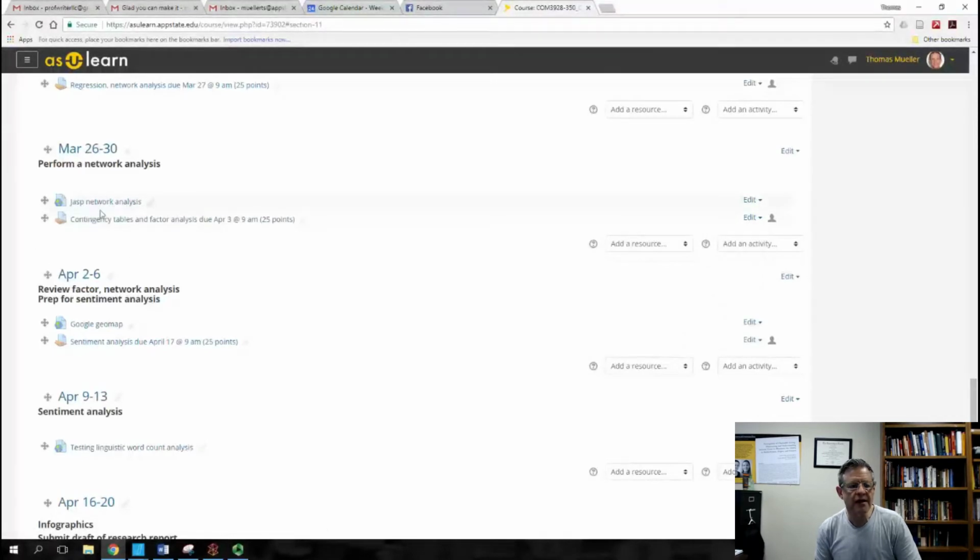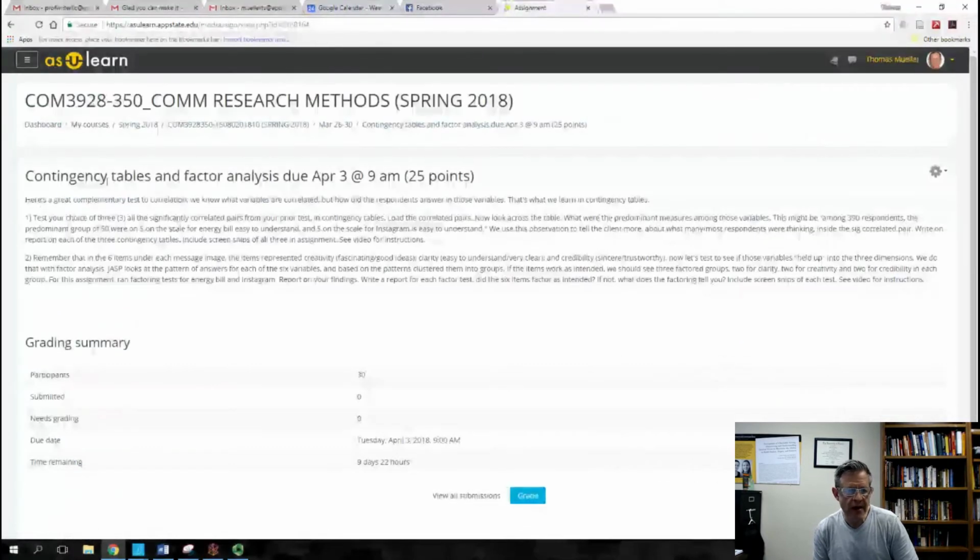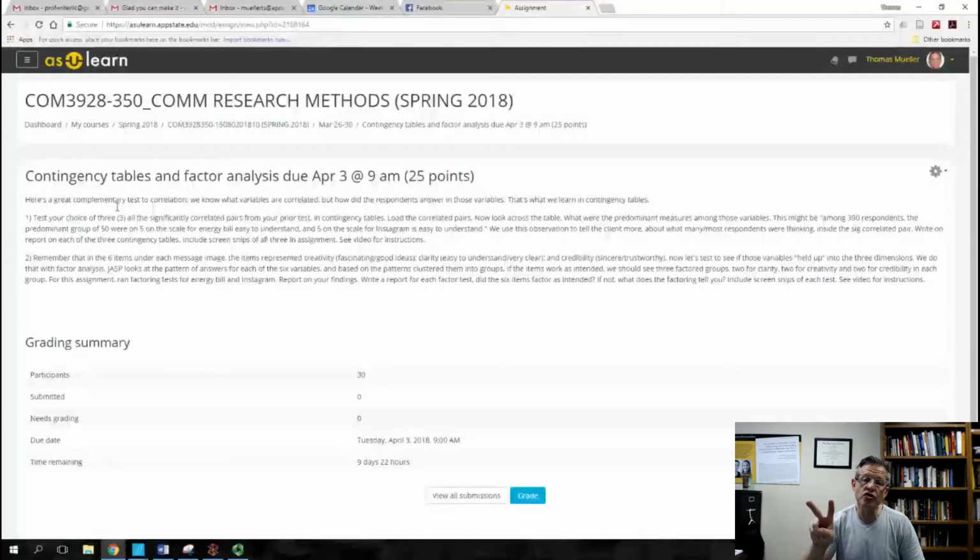All right. Contingency tables and factor analysis. Okay, so here's what we're going to do. Click it in and open it up. Contingency tables are a great complementary test to what we know as correlation, okay? We know two variables were highly correlated as pairs, right? Or correlated, we reported on that, right? Which ones were highly similar in how people answered them, either positive, up and down together, or we had one negative relationship. One goes up, the other goes down, one goes down, the other goes up.